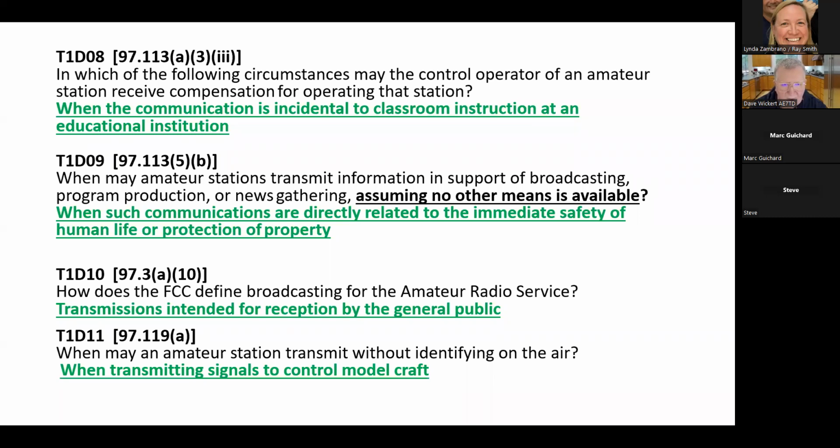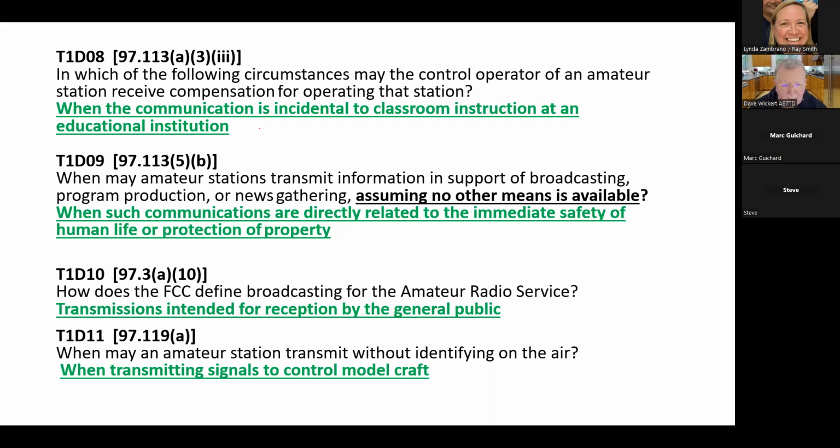Under what circumstances may a control operator of an amateur radio station receive compensation for operating that station? Only if you're doing classroom instruction with an educational institution. Other than that, you can't use amateur radio for business purposes. There are other services that, if you wanted to do that, you could. GMRS, for example, and CB are radio services that do allow you to receive compensation for operating a station.